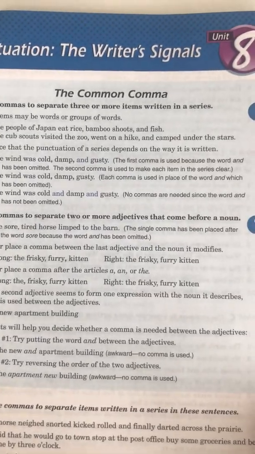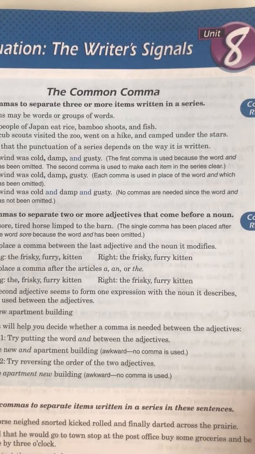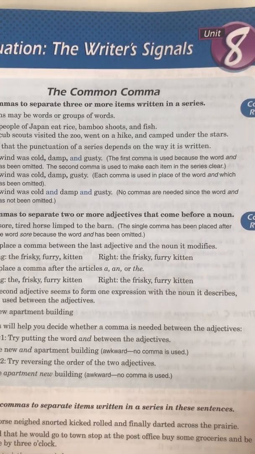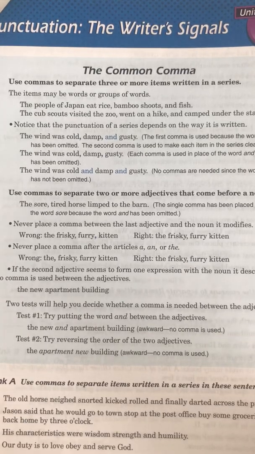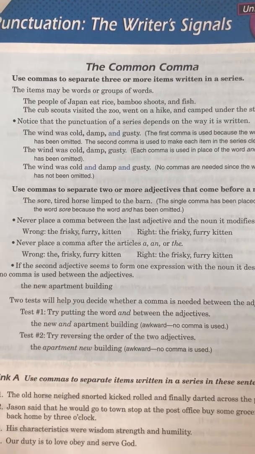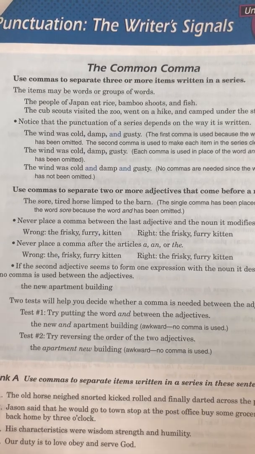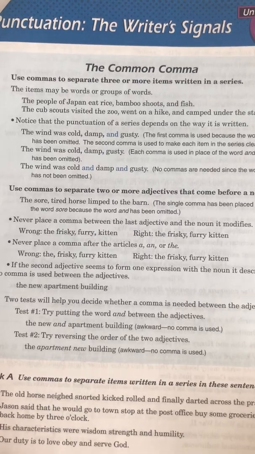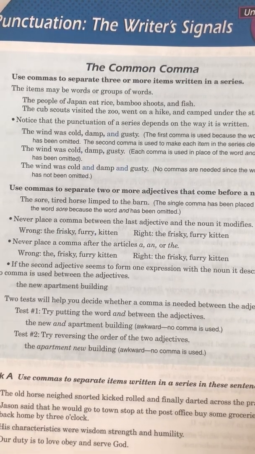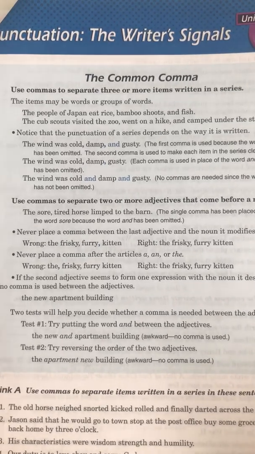This one is called Punctuation, the Writer's Signals. So you've completed Unit 7, and now we're starting a new unit. We're going to practice even more how to use our commas and other punctuation signs. So here it says, use commas to separate 3 or more items written in a series. So we have a few examples of how commas are being used correctly here.